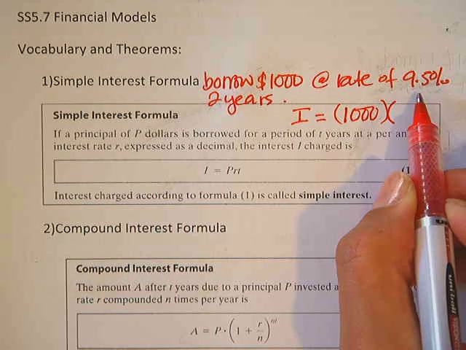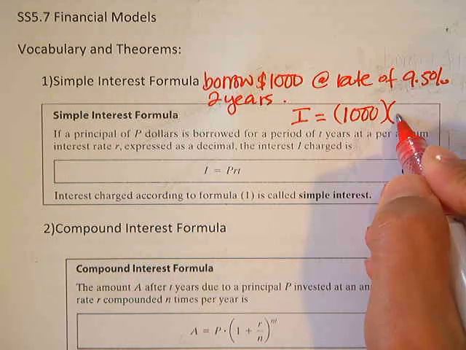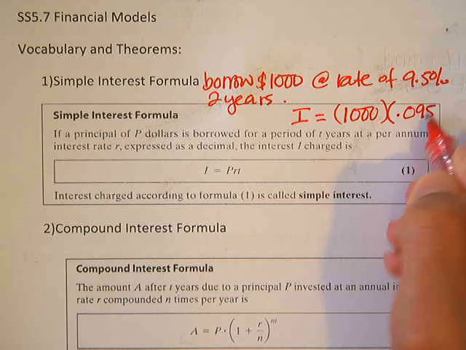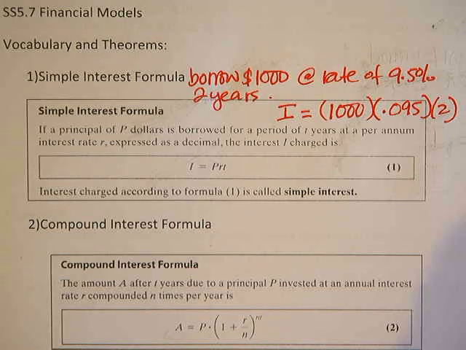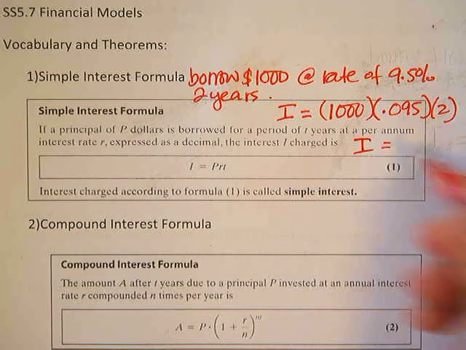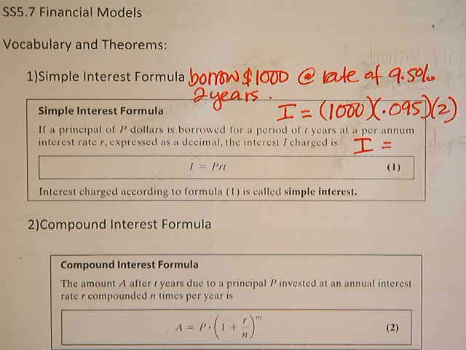So right now it's in percentage. To make it decimal, move it 2 spots. So 0.095 times 2. Okay. So I would like for you to use a calculator. How much money in interest am I going to have to pay back in addition to my $1,000?